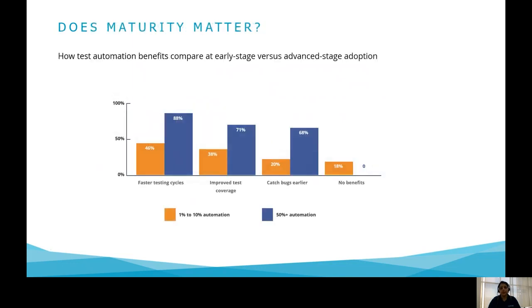This is the last data set that I would like to present. Does maturity matter? Benefits of an early stage versus advanced stage adoption. We can clearly see that advanced stage adoption provides us with better results in the long run. If you automate a very small portion of the test cases, then it will not provide the right ROI. However, with more than 50% automation, we can see a lot of benefits and the ROI will be worth it. Hopefully, this data will also be helpful for our attendees to review their stand on test automation and to decide the future course of action.